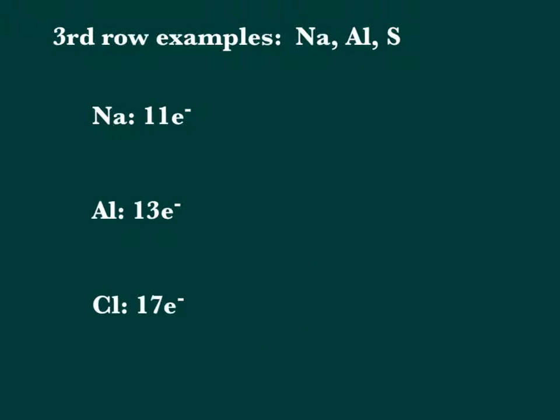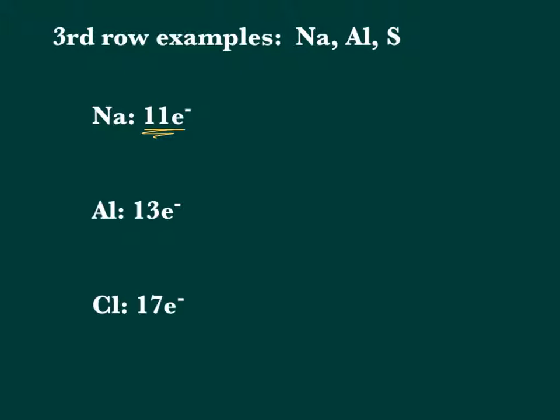So here we go. We got the third row elements. These get a little bit wider because we have more electrons we have to deal with, so more circles. And we're going to take a look at how these guys work out. So for sodium, I've got 11 electrons that I have to take care of to try to figure out how to make these guys go.